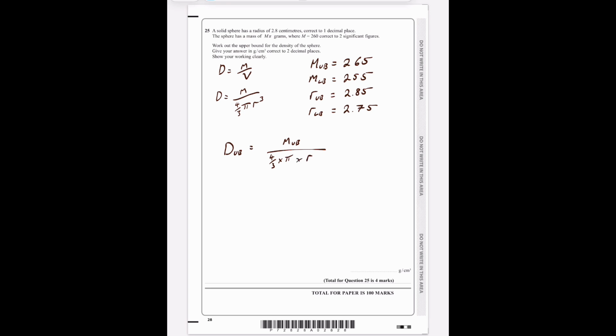And then for the radius, well, we want to be dividing by something involving the radius. We want the radius to be as small as possible, because we want to divide by the smallest number we can to give the largest outcome. So I'm going to take the lower bound of the radius, and then I'm going to substitute my values for the upper bound of the mass and the lower bound of the radius into the calculation. So 265 over 4/3 times pi times 2.75 cubed, and that comes out as 9.5567. Rounding to 9.56 to 2 decimal places. All right, well done.